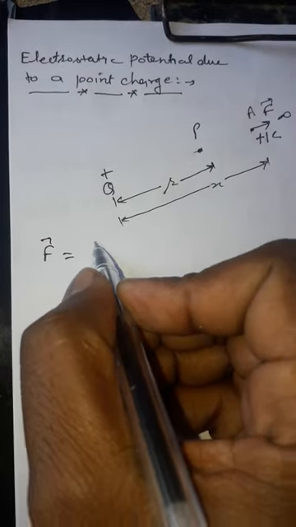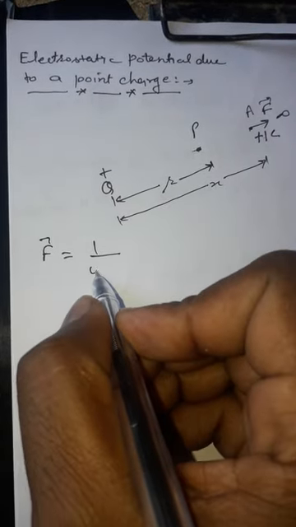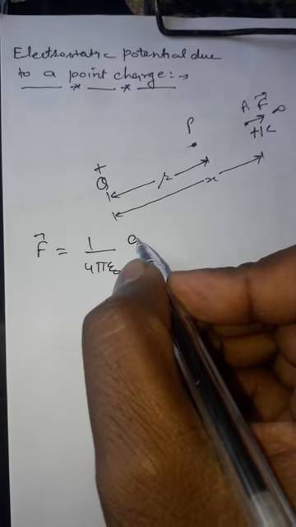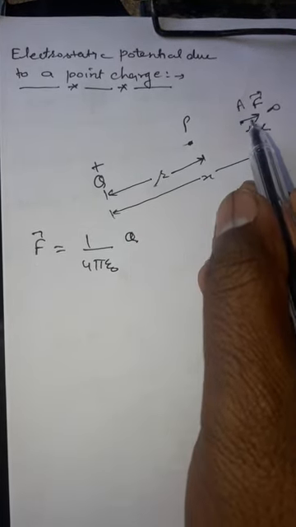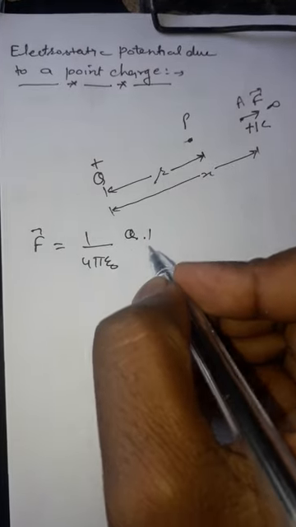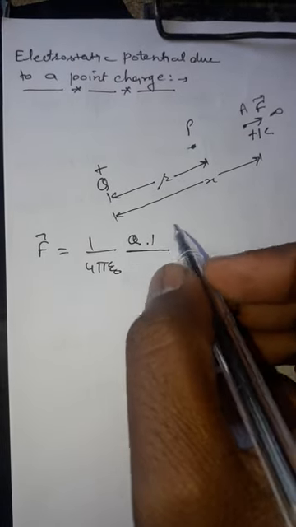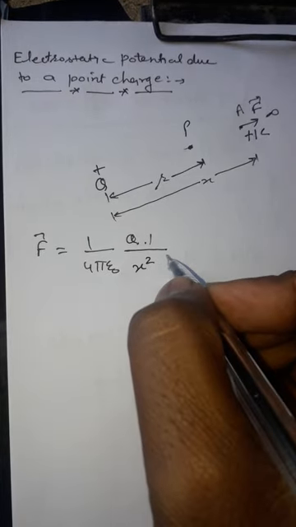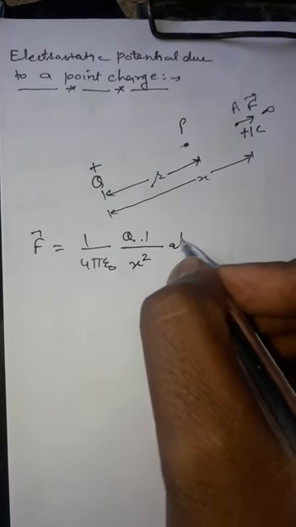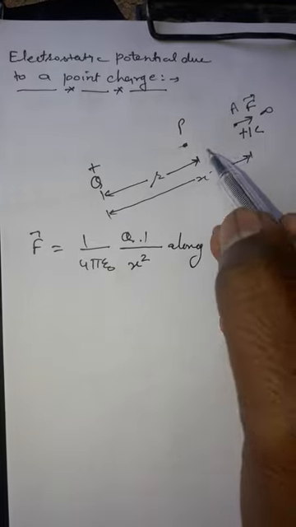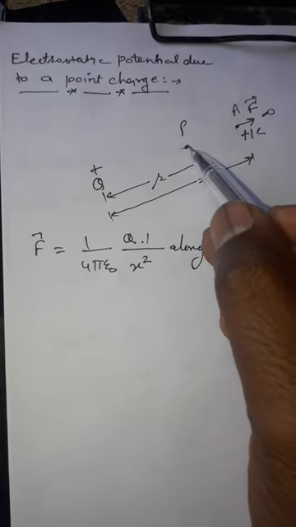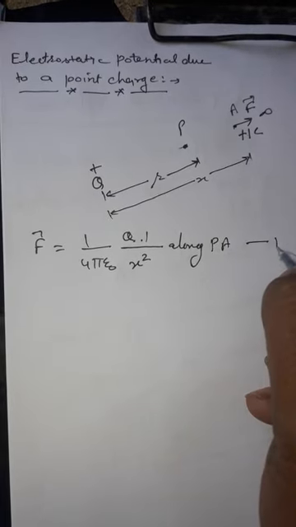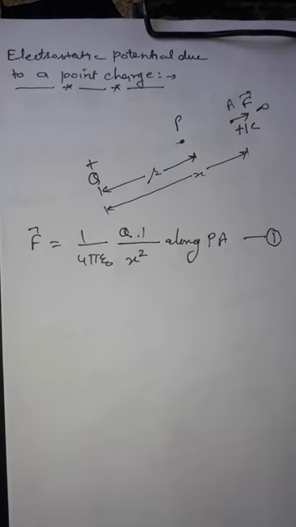This force F is equal to 1 by 4 pi epsilon naught, q1, that is plus q, into q2, that is 1, divided by the distance between these two, x square. And the direction of this is along PA produced, as it is repulsive. So it is equation 1.